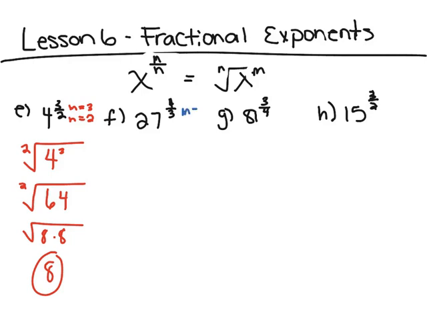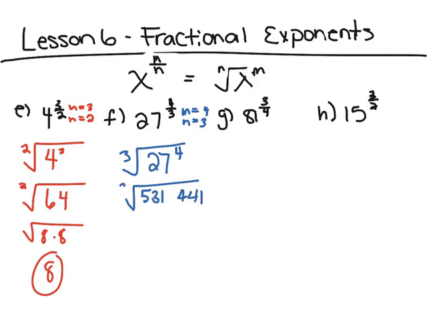27, m is equal to 4, n is equal to 3. So we have the cube root of 27 to the power of 4. 27 to the power of 4 is 531,441. And if you take the cube root of that number, you will get 81.